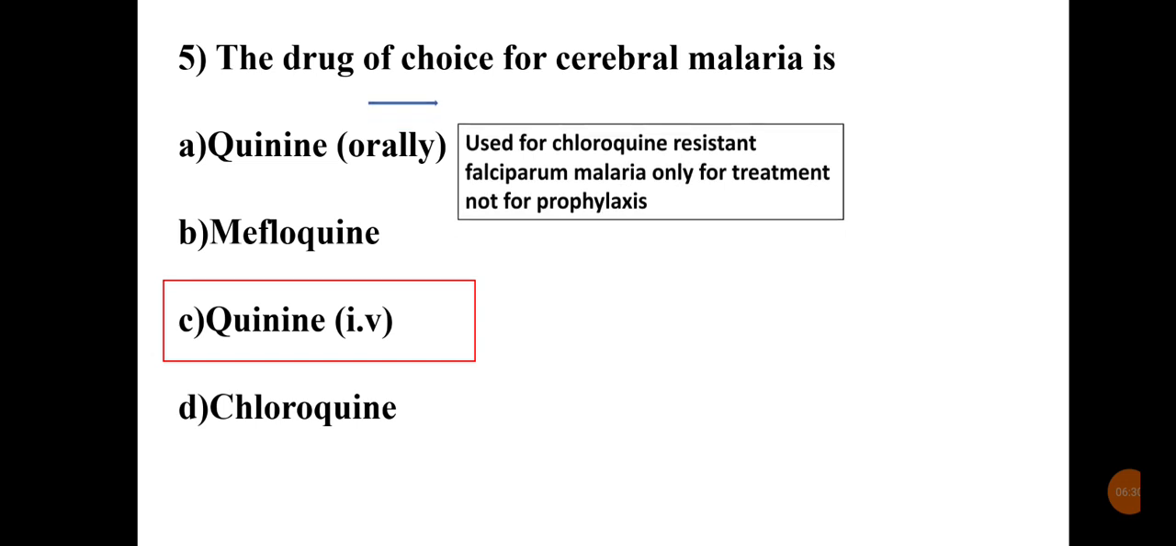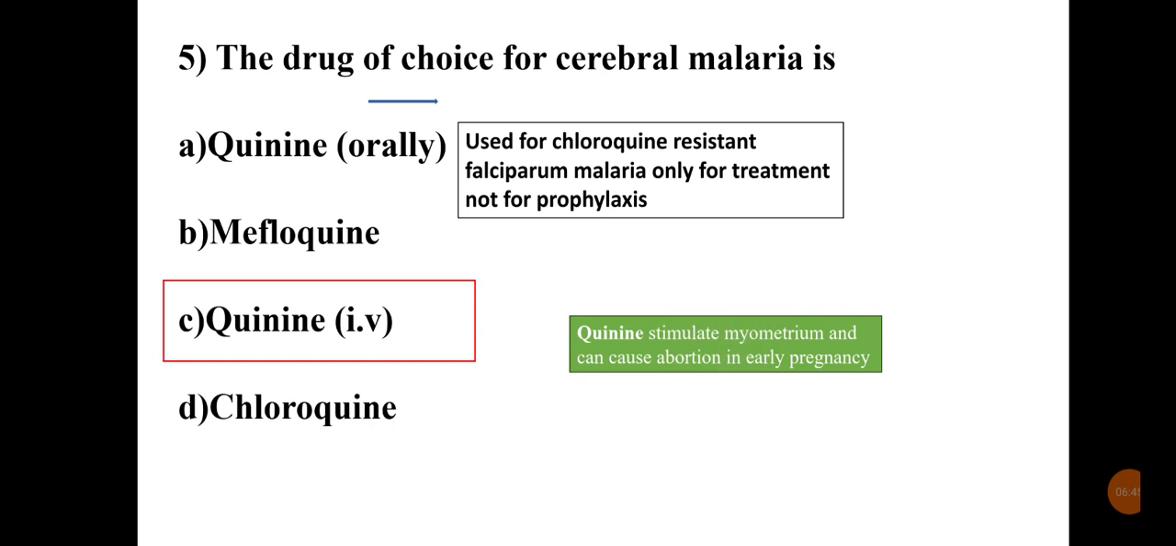Right? So let's see where quinine orally is used. It is used for the chloroquine resistant falciparum malaria only for treatment, not for prophylaxis. Right? Quinine is used, but only for treatment, not for the prophylaxis. Quinine stimulates the myometrium and can cause abortion in early pregnancy. That point is also very important.